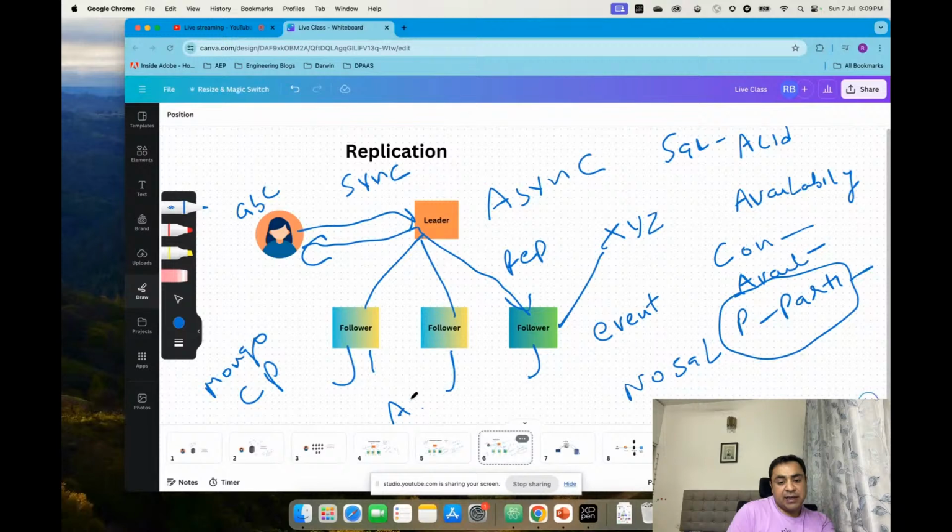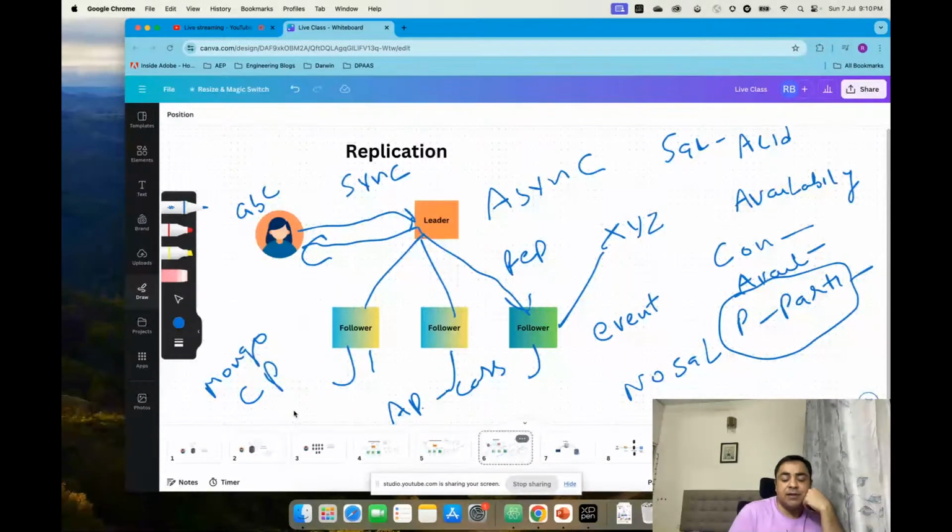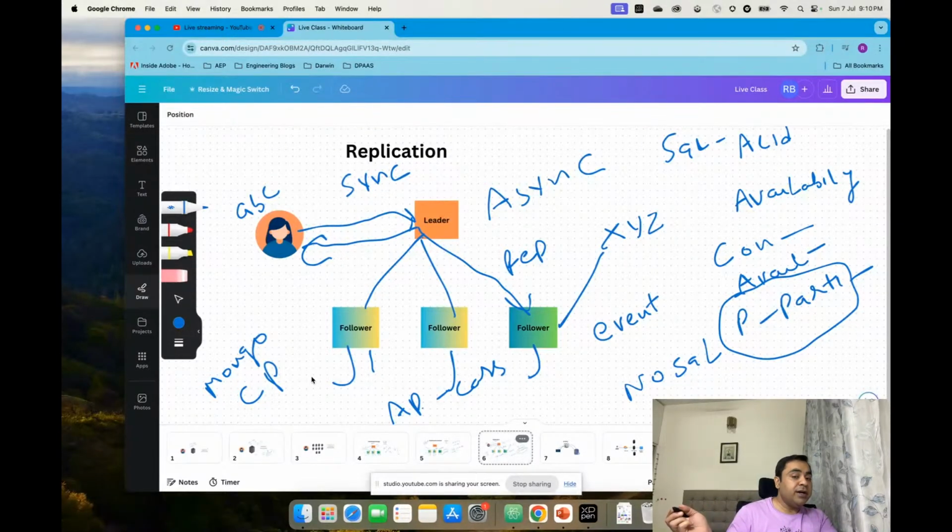AP is something like Cassandra, which gives more weightage to availability because it has a decentralized architecture. That gives more weightage to availability and partition tolerance rather than CP. So in NoSQL databases, some will follow CP and some will follow AP. It doesn't mean that at any given point of time they cannot be available or cannot be consistent.